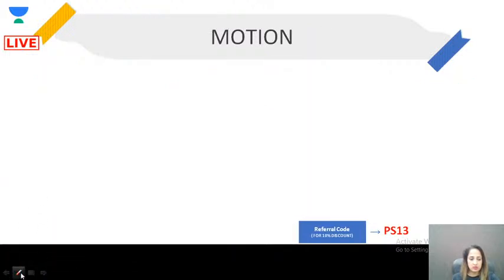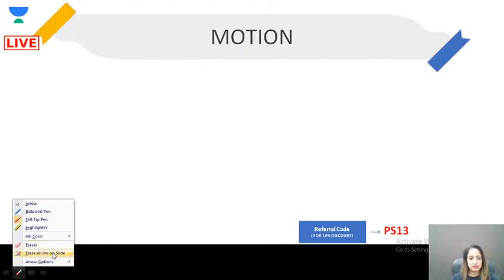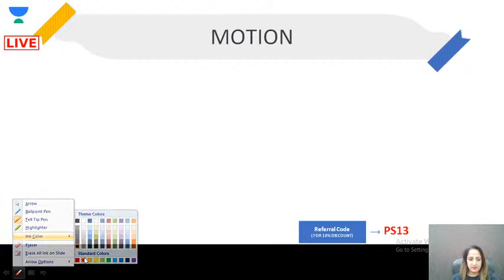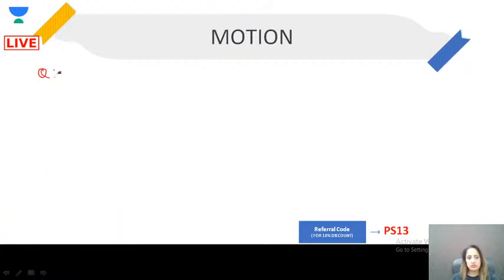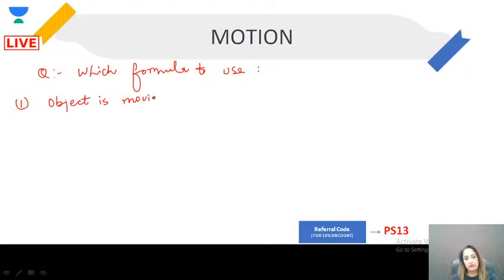Okay, so now you are asking, how do we know which formula to use? That is the question that everybody asks. First of all, you need to know that the object is moving with uniform acceleration. That is point number 1.